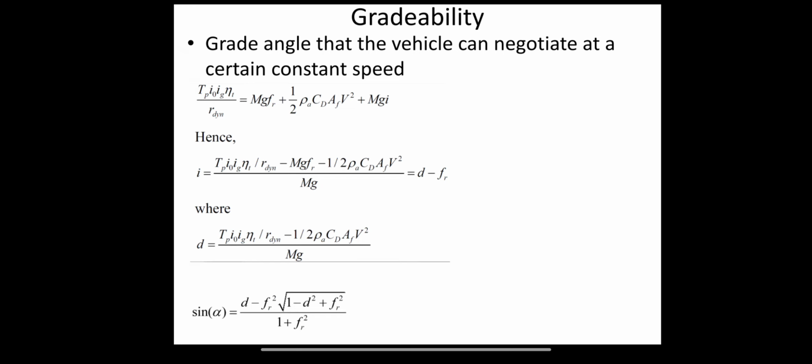What is D? D is given here, as you can see in this figure. The factor D is called the performance factor. When the vehicle drives on a road with a large grade, the gradability of the vehicle can be calculated as sin α = (D − fr √(1 − D² + fr²)) / (1 + fr²).